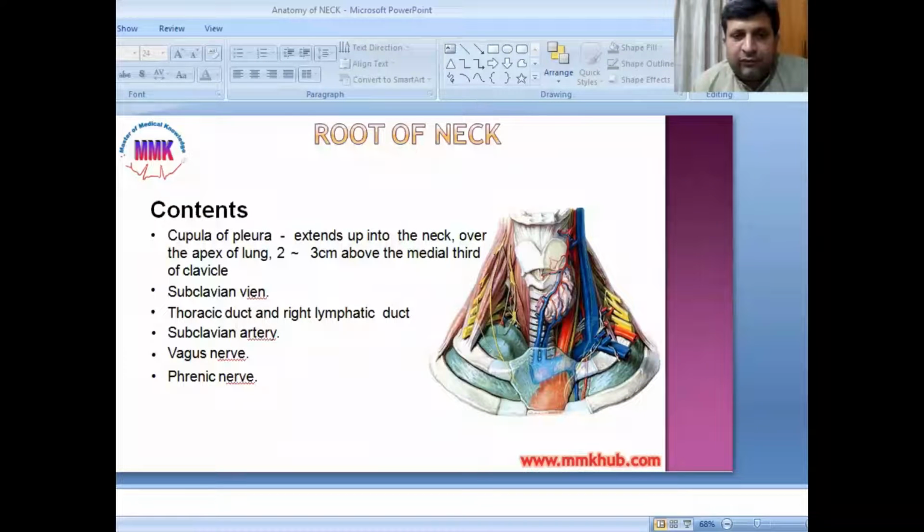The contents of root of neck include the cupola of the pleura, which extends up into the neck over the apex of lung, 2 to 3 centimeters above the medial third of the clavicle. Second is the subclavian vein, then the thoracic duct and right lymphatic duct. Subclavian artery and 2 nerves, vagus nerve and the phrenic nerve, are present in the root of neck.